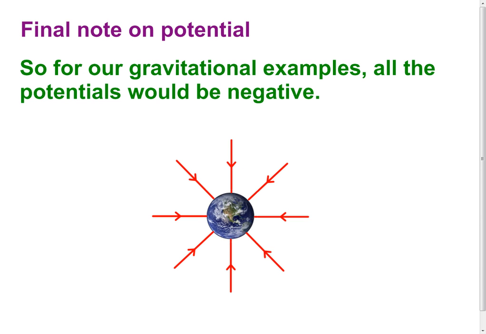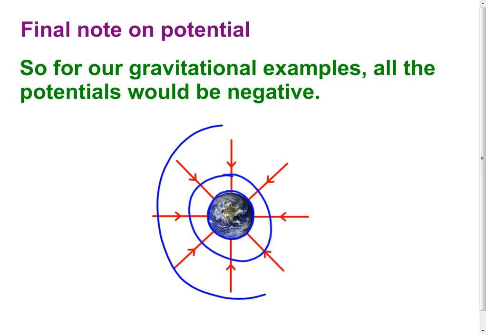The first one being that for our gravitational examples, all the potentials would actually be negative. And we'll think about why that is. Now, let me just quickly chuck in some equipotentials. Here we go. Now we're defining zero potential as being at infinity, and we're looking at how much work is done to take an object from here to any of these particular equipotentials.